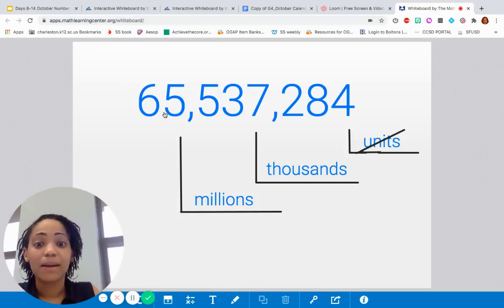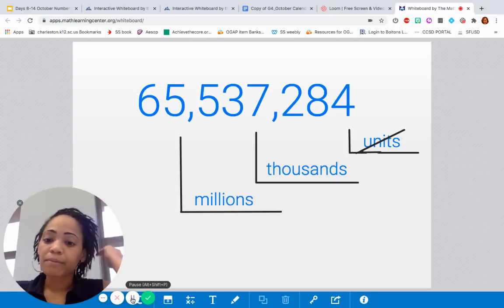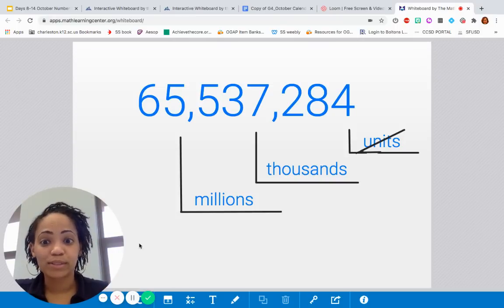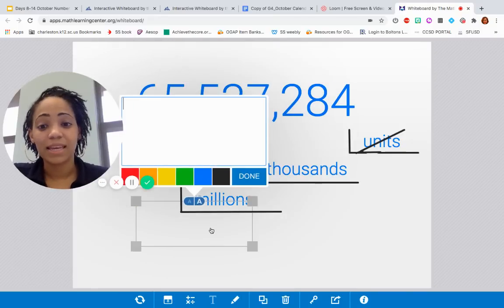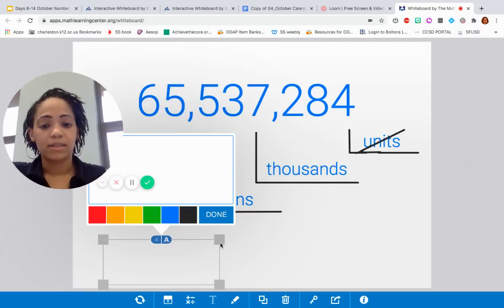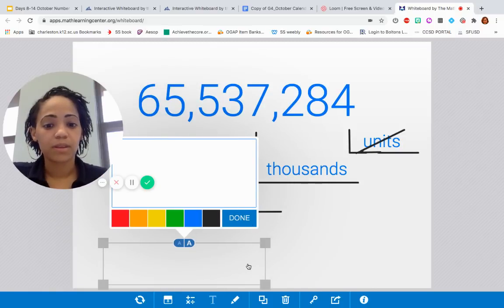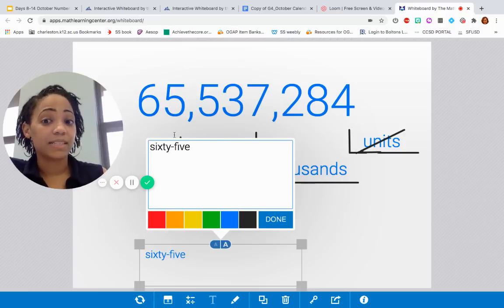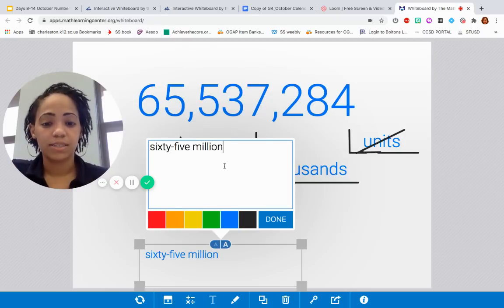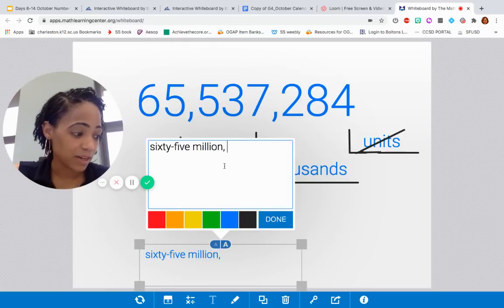So now, try this number. Good, 65,537,284. So now I want to write this number in words. See if we can do it. Just like I'm saying it, I want to write it. So here we go. How do we say this part? Right, this was 65. What family is it in? 65 what? Million. 65 million, and we're going to still put our comma there just like it is in our number.